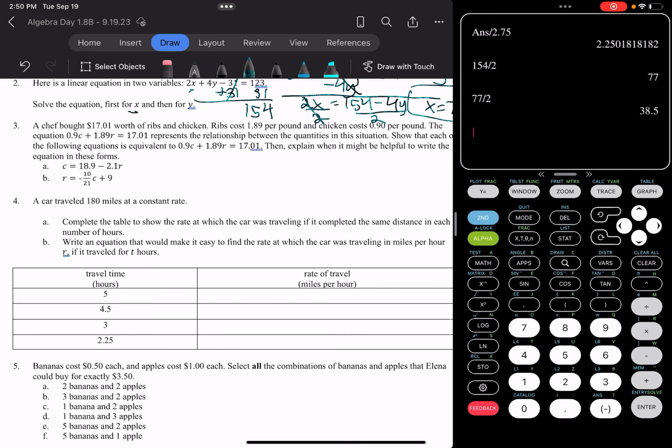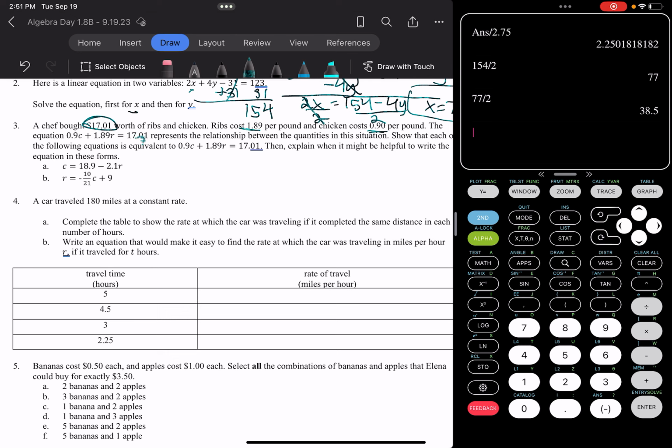All right, let's take a look at number 3. So number 3 is asking us, they have ribs and chicken, and they bought a total of $17.01 worth of meat, right? Ribs are $1.89 per pound, and chicken is 90 cents per pound. That makes sense. Ribs would cost more than chicken.